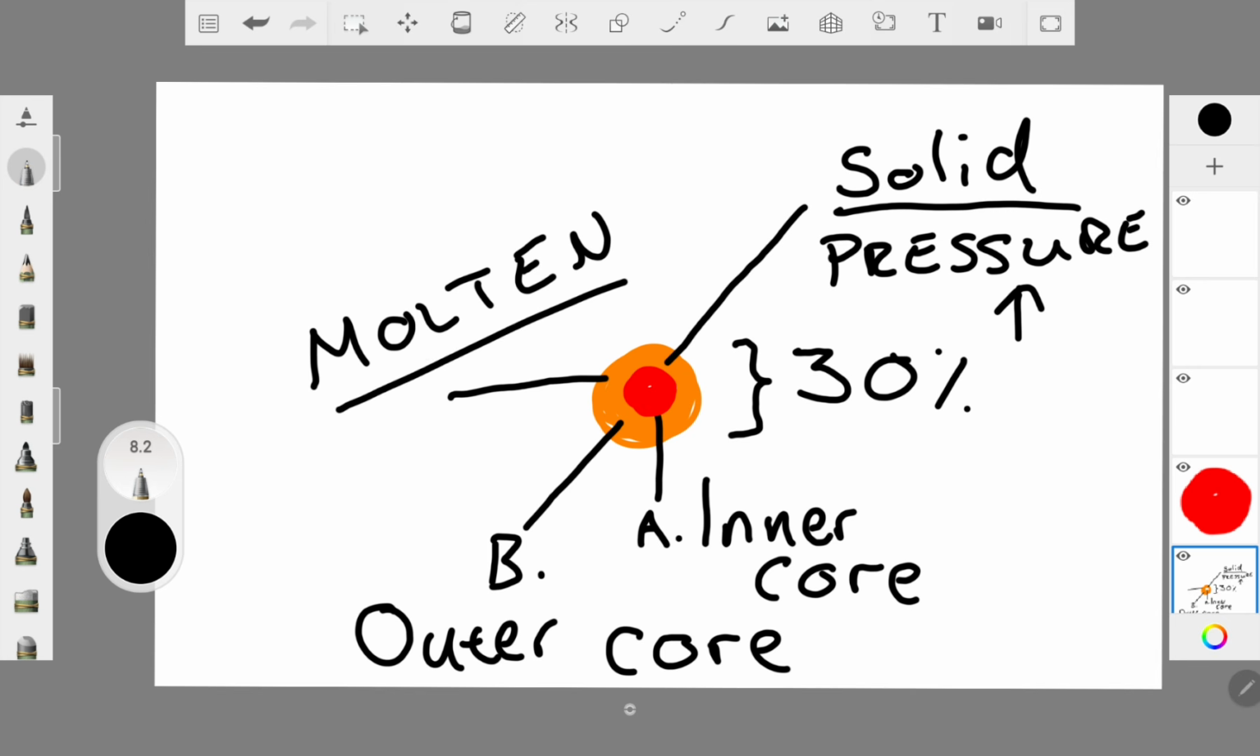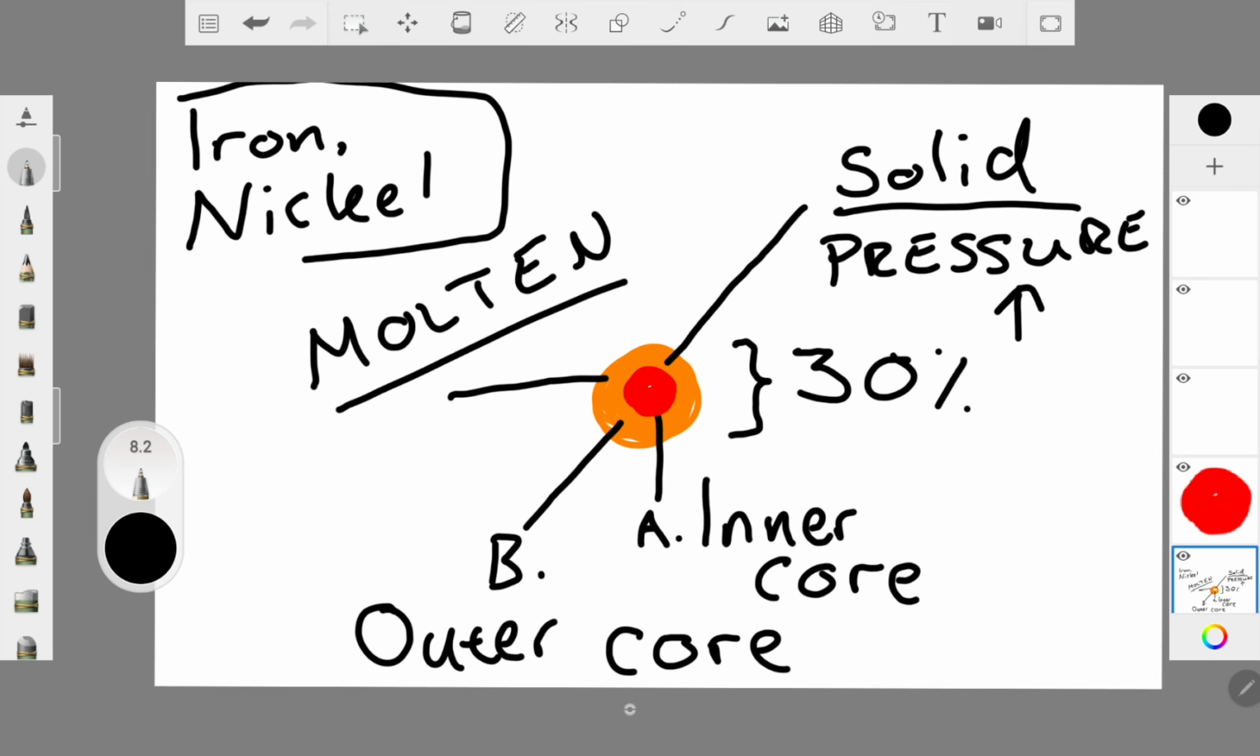Now, I want you to have a think. Do you remember what the most common metals in the inner and outer core are? The most common metals are iron and nickel. These two metals comprise most of the inner and outer core.